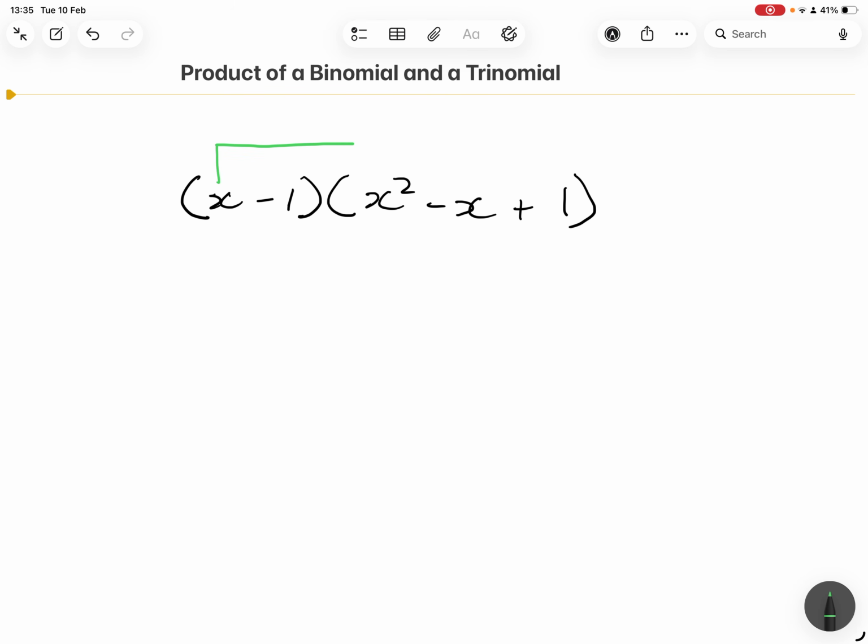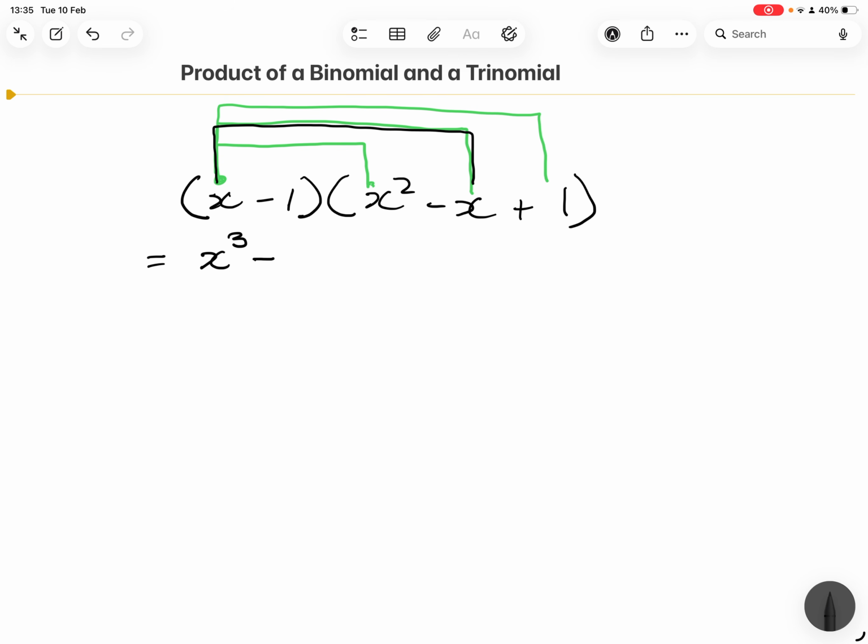So we're going to multiply the first term with the first term, then the first term with the second term of the trinomial, and the first term with the third term of the trinomial, right? Let's do that first. So let's start with first and first. So that's x multiplied by x squared, and you would know by now that will give us x cubed, right? And then we go for the second one, x multiplied by negative x. Now note the signs are different, so we're going to have a negative there, right? So that will be negative x squared.